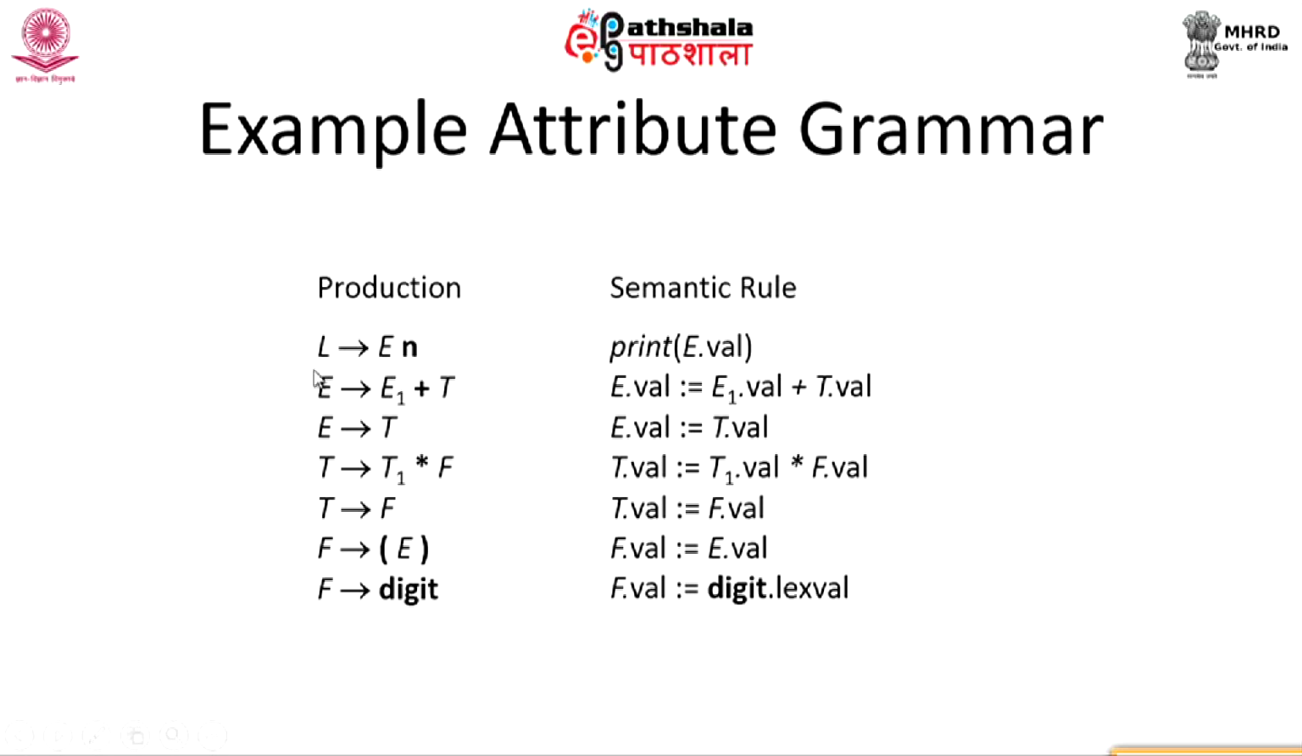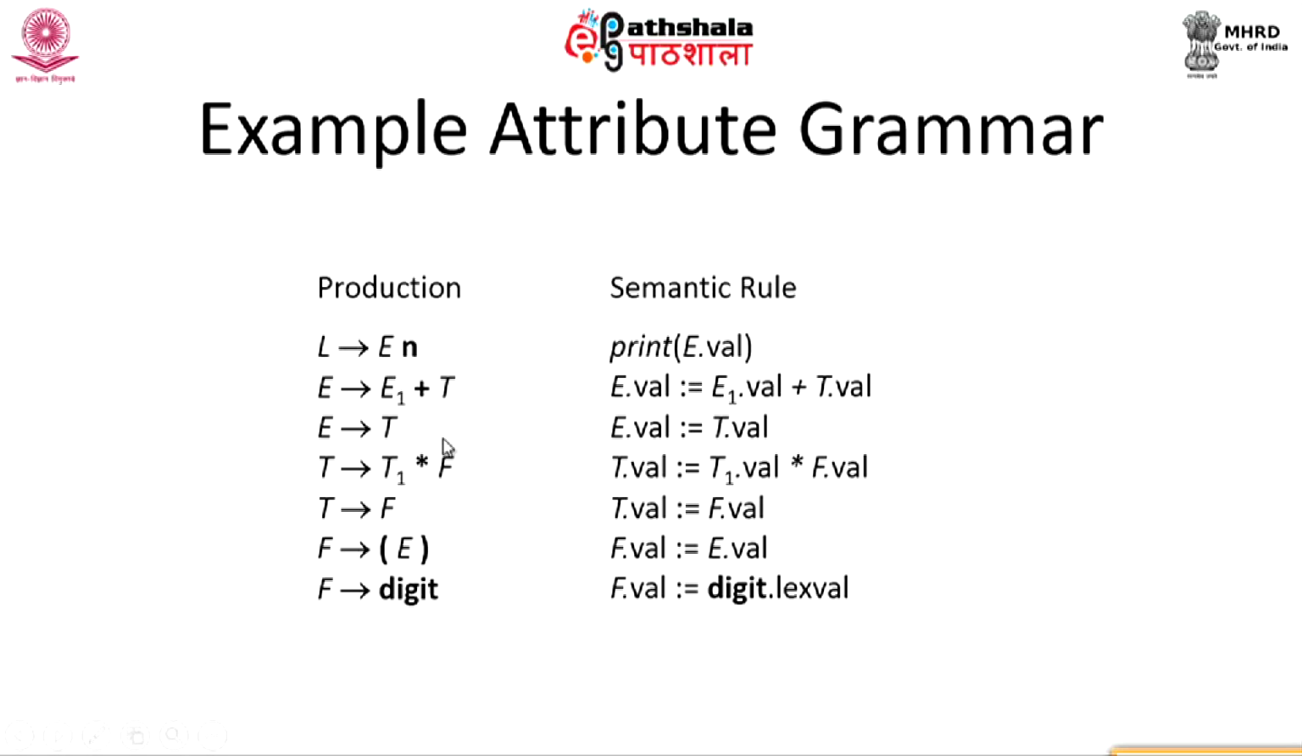So this LHS E dot value is nothing but the sum of the value of E1 and T. So I have E1 dot value, I have T dot value. Now what is this value? This value is actually the attribute assigned to E1. Okay. And I am going to connect this using the plus operator to assign it to E dot value.